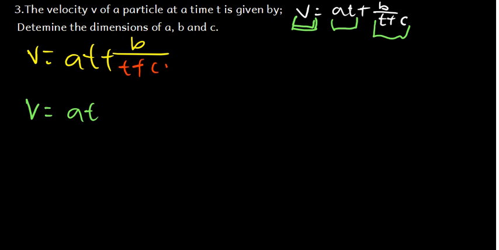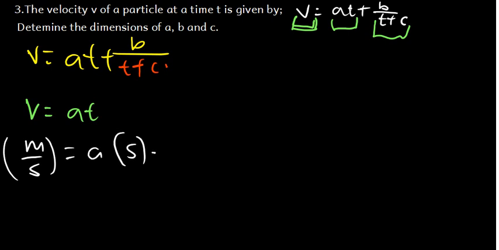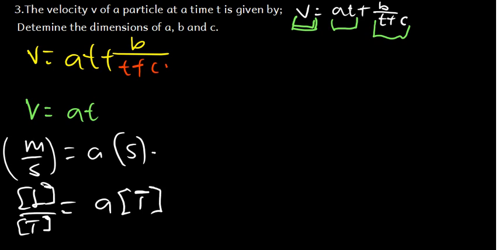We know that the velocity is in meters per second. This is going to be equal to a, which is the one we are trying to find, times t, which is in seconds. So we know that the dimension of meters is length, L, and the dimension of seconds is T. Then this is going to be equal to a times T. So we can divide both sides by T, and we're going to have a equal to L.